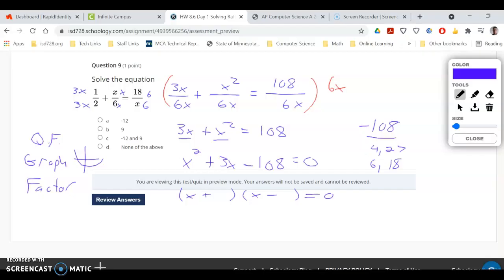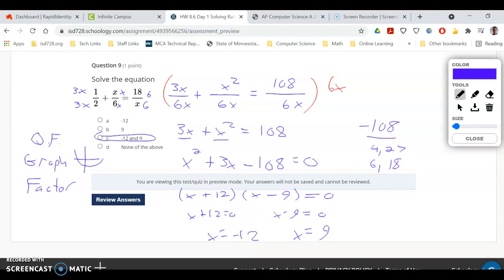Sorry, I lost my question. So I just have to make sure the 12 is the positive and the 9 is the negative, so it adds up to positive 3. Now that we've got it factored, just set each part to 0, and that'll give us answers of negative 12 and positive 9.